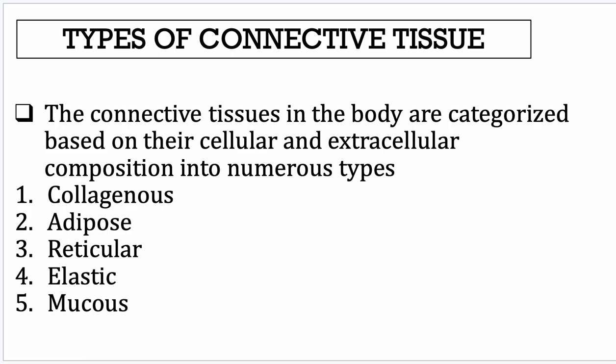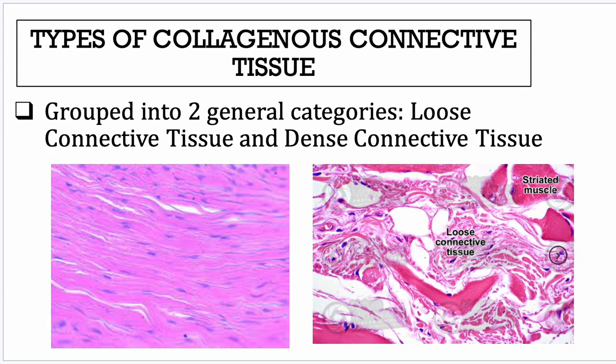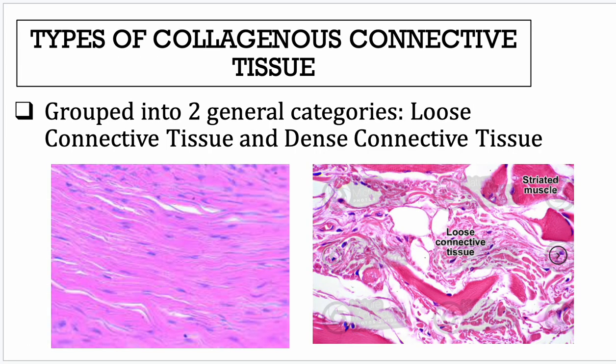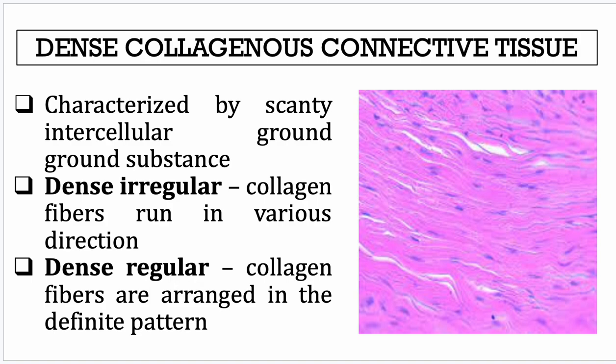Okay, types of connective tissue. So the connective tissue in the body are characterized based on their cellular and extracellular composition into numerous types. Okay, so first, we have your collagenous, your adipose, your reticular, elastic, and mucous. So we group those collagenous connective tissue into two. We have your loose and your dense connective tissue. So your first is we have your dense.